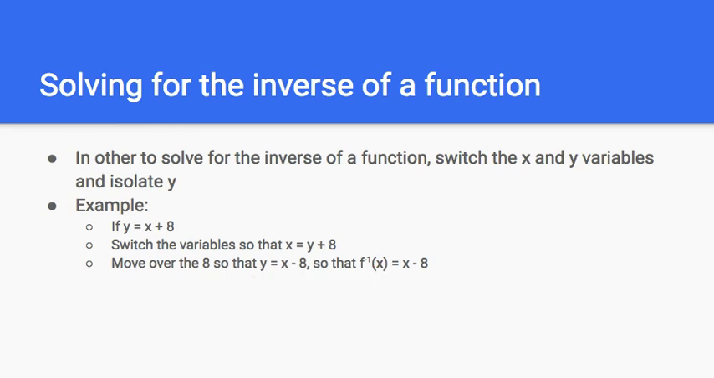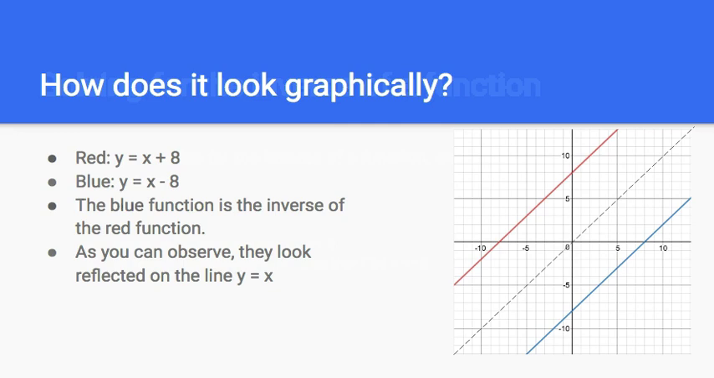Right. So how does this look graphically? Given the same example that we had on the previous slide, y equals x plus 8 and y inverse equals x minus 8, we would have these two lines right here. The red line indicating the original function and the blue line indicating the inverse function right here. As you can see, the functions are reflected on this dashed line, and this dashed line is actually y equals x right here.